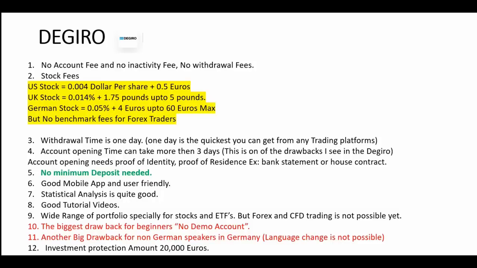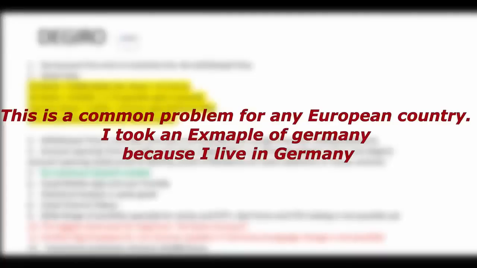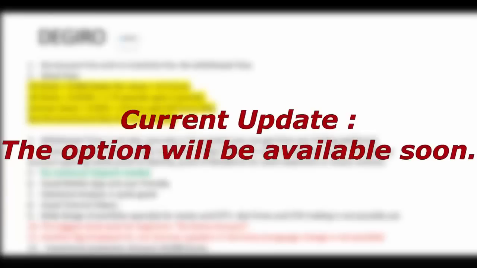Okay, anyways, coming to point 11, another big drawback for non-German speakers in Germany is that language change is not possible. If you are in Germany and you downloaded the app with Germany as your country of living, then you will get the app in German and the language change is not possible. Same as Comdirect, this comes with the common drawback, and I think they should really change this feature because, to be honest, DeGiro comes with 15 other languages, and I don't understand why in Germany you don't have the possibility to change the language.